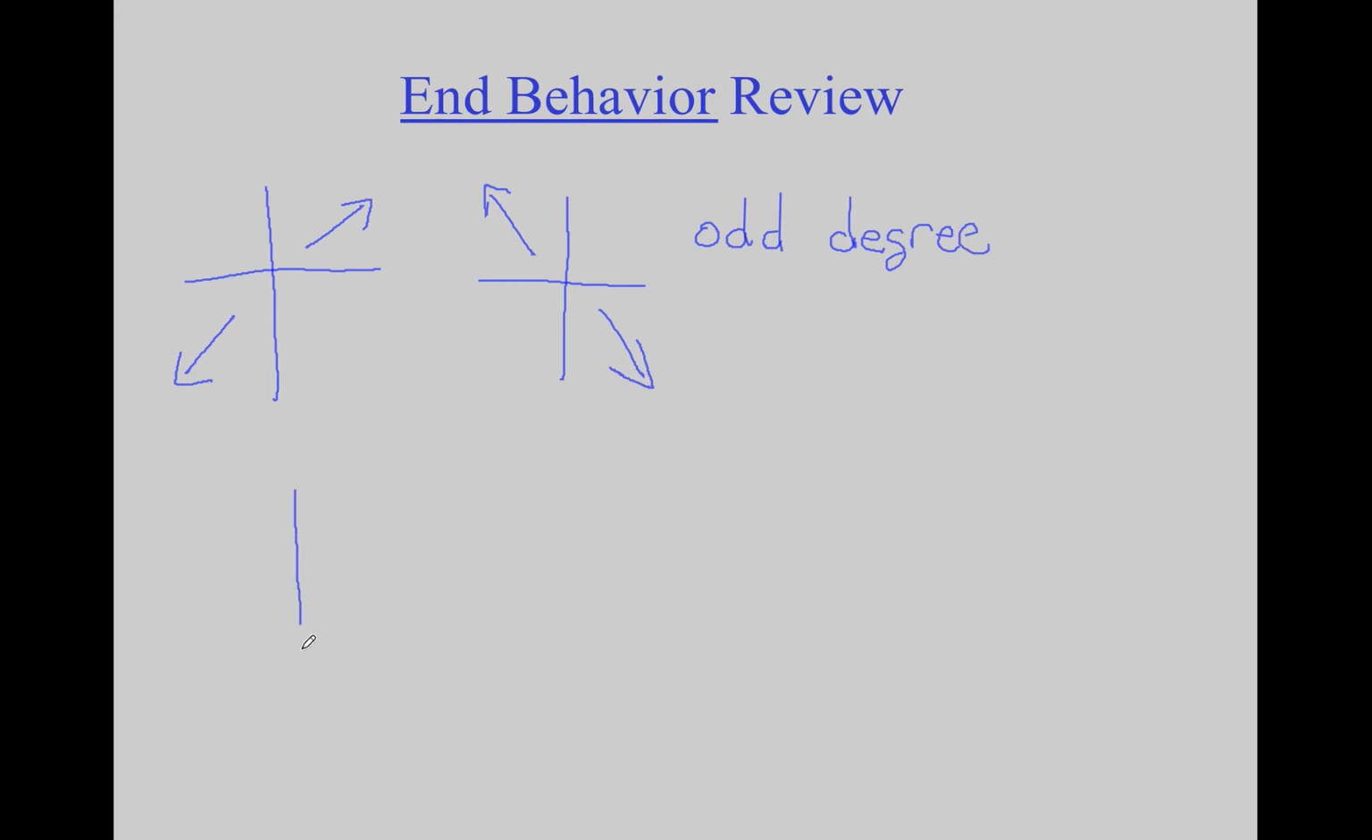You could also have both ends of your function going up, or both ends of your function going down. These are even degrees. So when we're talking about end behavior, we're talking about what the ends of the function are doing. Okay?